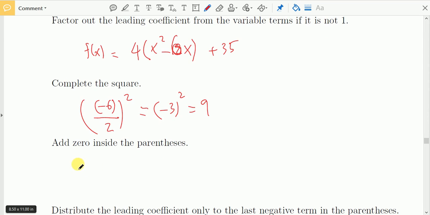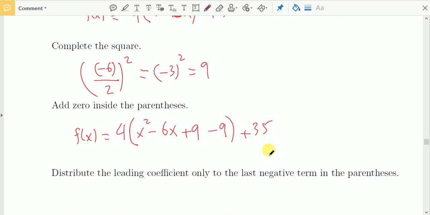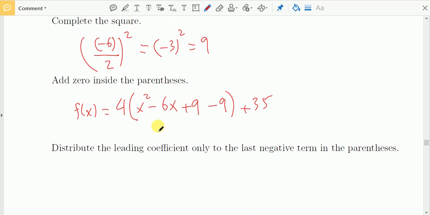Okay, so add 0 inside the parentheses, meaning that you have to write 4 back here. Now x squared minus 6x, you want to add 9 to that to complete the square. So you're going to add 9, but at the same time you must subtract 9 because you don't want to change the original function. So you add 9 and then you also subtract 9, so that means you didn't change anything. But because we do that, we can complete the square of this one.